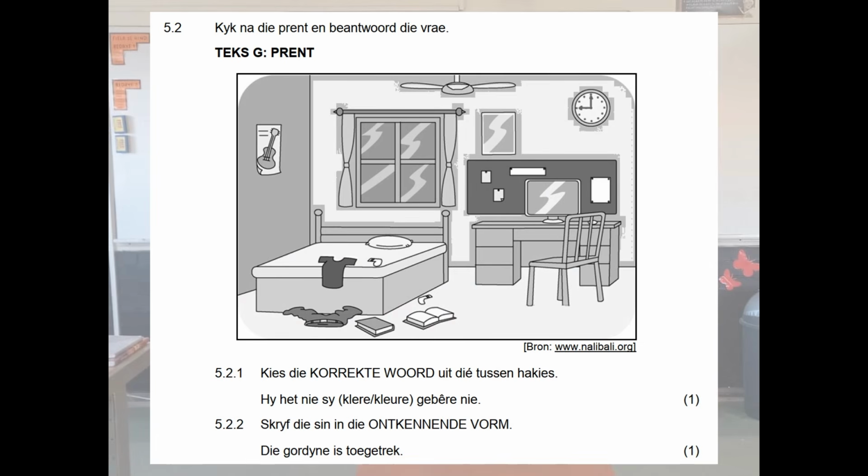Okay, last bit of your paper, you've got the correct word. They've given you "klere" and "kleure." It's because we get confused with those two words. "Klere" with an E is clothes, and "kleure" is colors. So remember it like this. If you spell colors correctly, like the British told us to, you will have a U in colors, and therefore we have a U in "kleure."